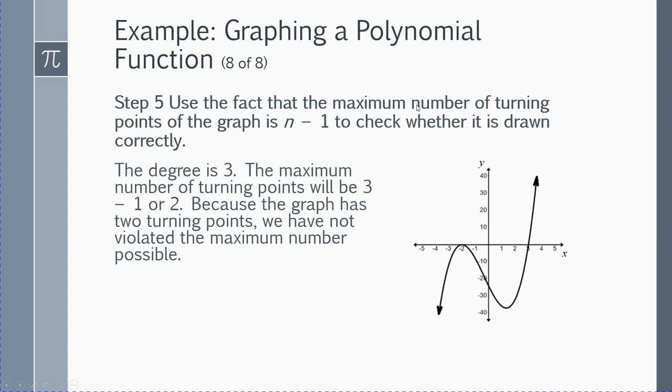But the next thing you're going to do is verify, okay, did my graph look good? So it's a degree 3. That means the maximum number of turning points should be n minus 1. So 3 minus 1 is 2. Because the graph has 2 turning points, here's the first turning point, 1, and here's the second turning point, 2, we've sketched this graph correctly.